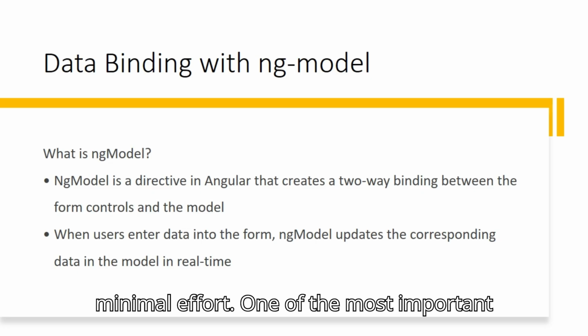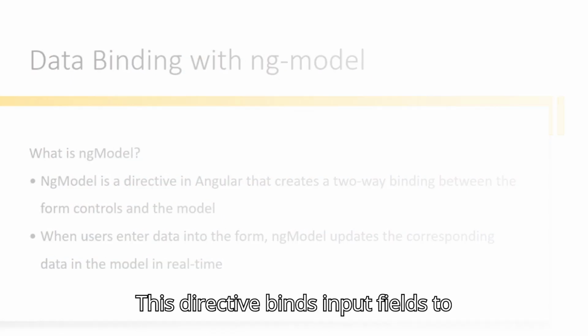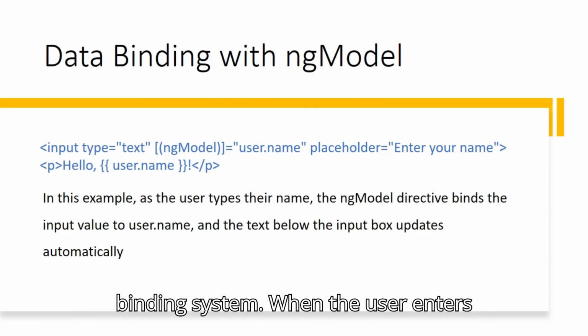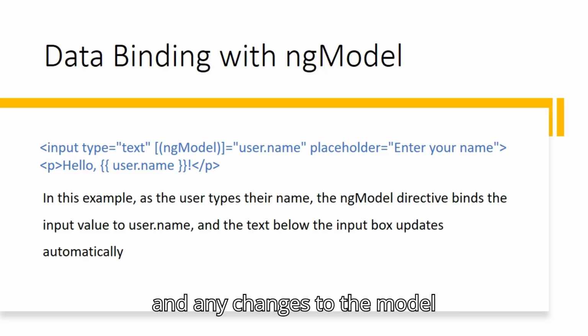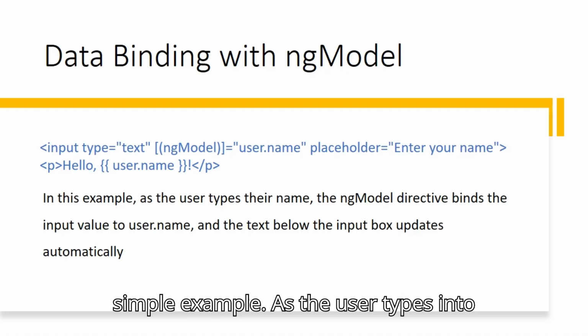One of the most important directives in Angular is ngModel. This directive binds input fields to model variables, creating a two-way data binding system. When the user enters data, the model is updated in real time, and any changes to the model automatically update the view. Here's a simple example.